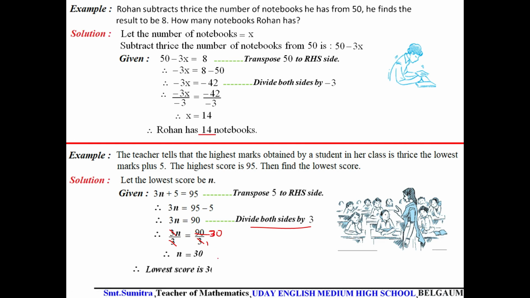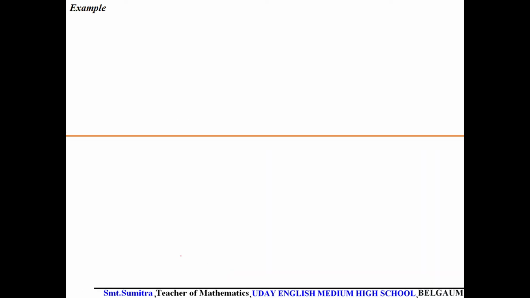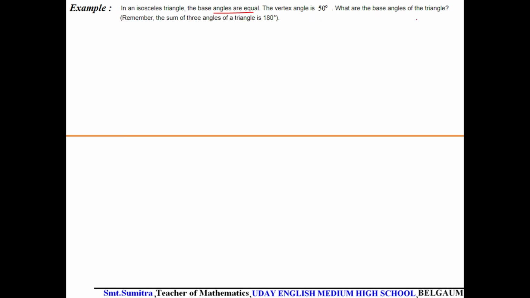Therefore, the lowest score is 30 because n is the lowest score. Therefore, the lowest score is n equal to 30. I'll continue to the next example. In an isosceles triangle, the base angles are equal. The vertex angle is 50 degree. What are the base angles of the triangle? And we know that sum of three angles of a triangle is 180 degree always.